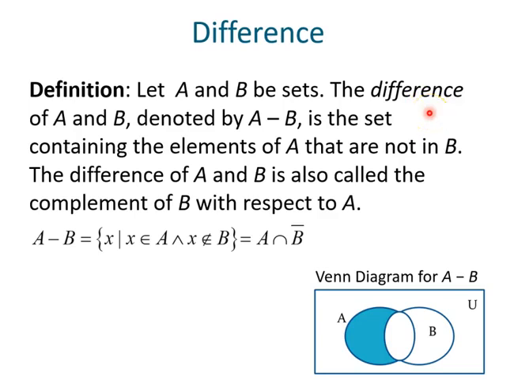The difference of A and B, denoted A minus B, is the set containing the elements of A that are not in B. So A minus B consists of all X such that X is in A and X is not in B, which is exactly the intersection of A with the complement of B. The Venn diagram of the difference of A and B is represented by this blue region. It is contained, of course, in A and in the outside of B.